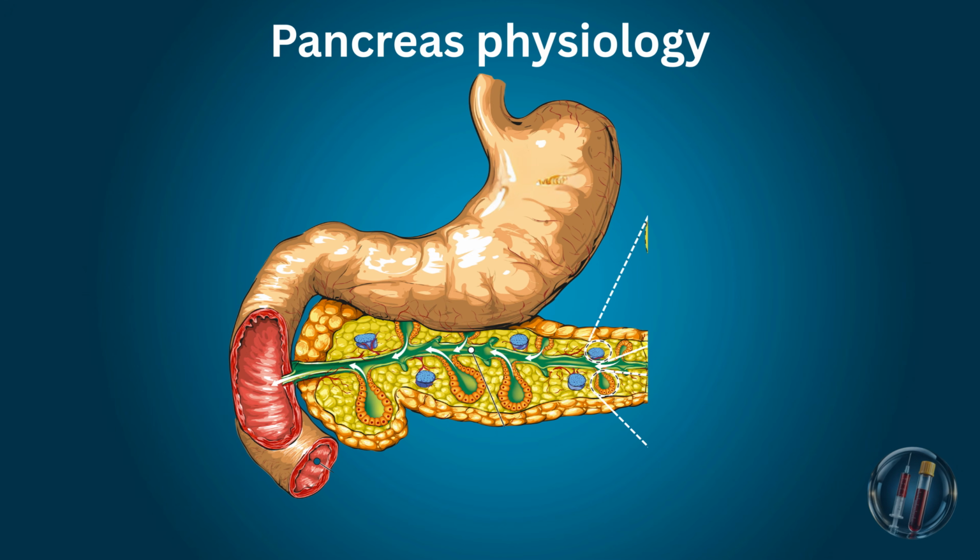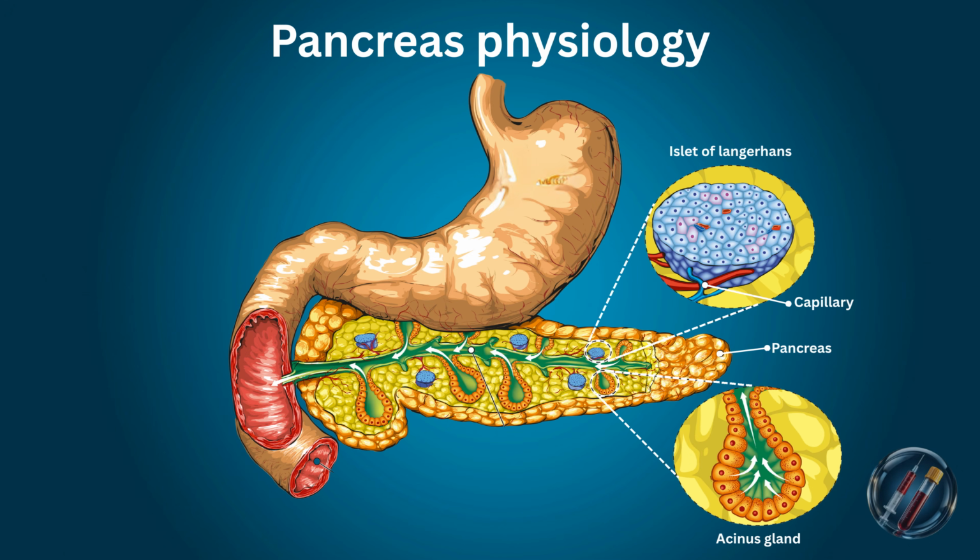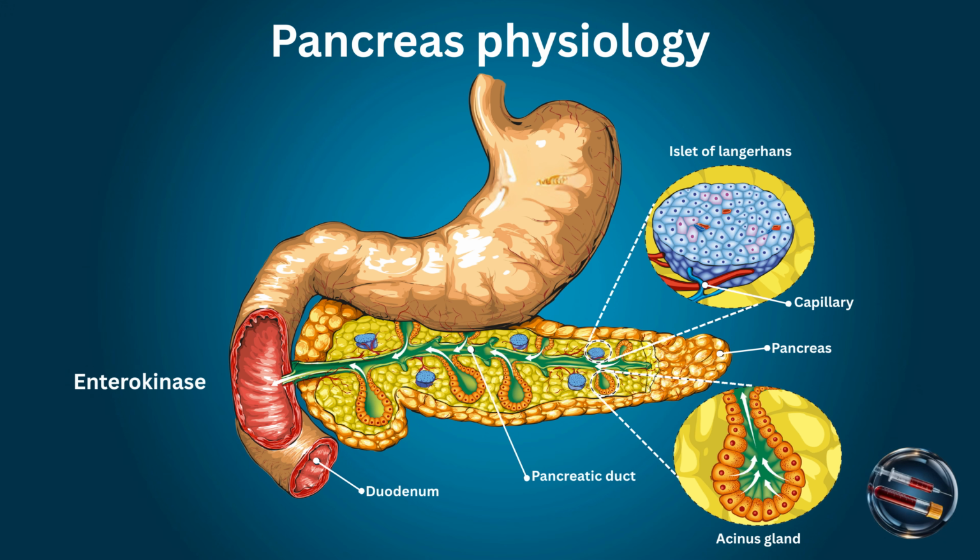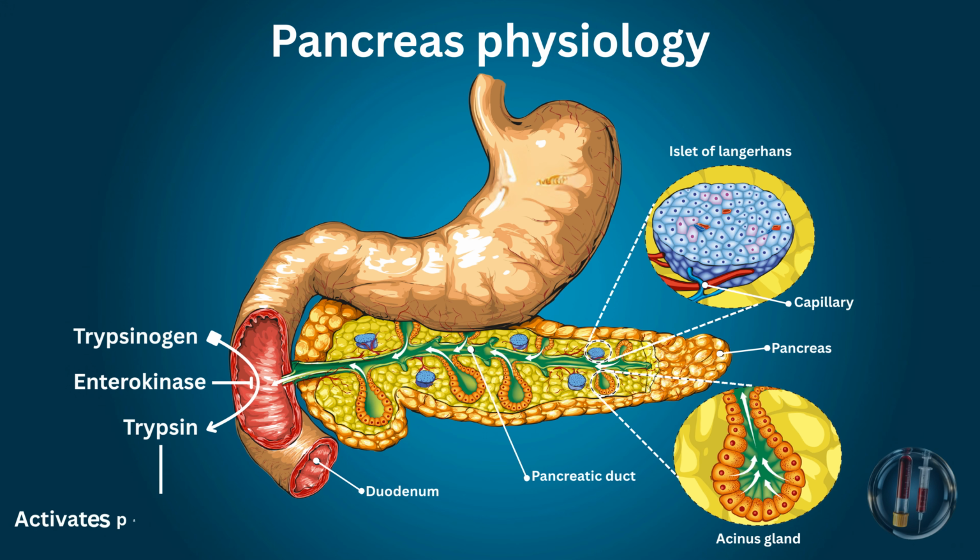In normal pancreatic physiology, inactive pancreatic enzymes are secreted through the pancreatic duct into the duodenum. Within the duodenum, the enzyme enterokinase, located on the intestinal brush border, activates trypsinogen into its active form, trypsin. Trypsin then activates the remaining pancreatic enzymes, initiating the digestion process.